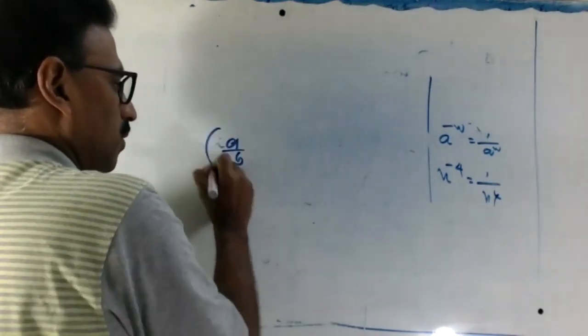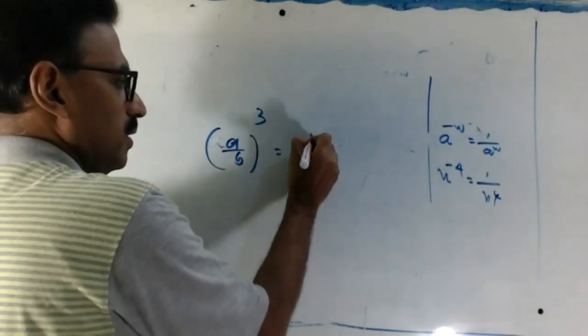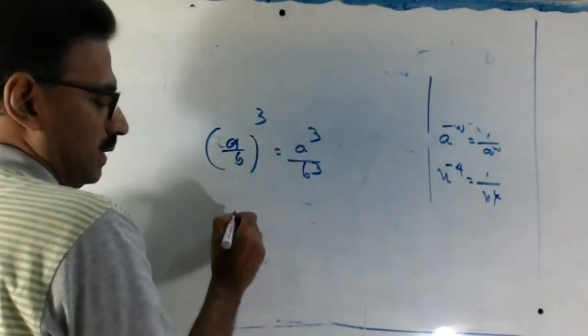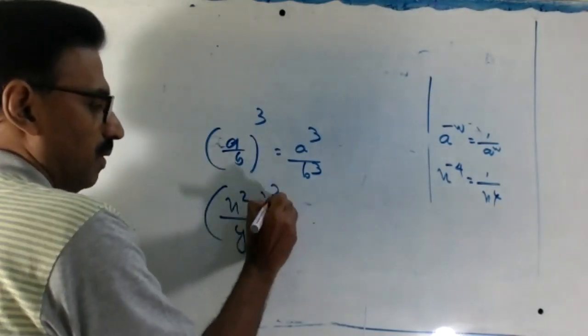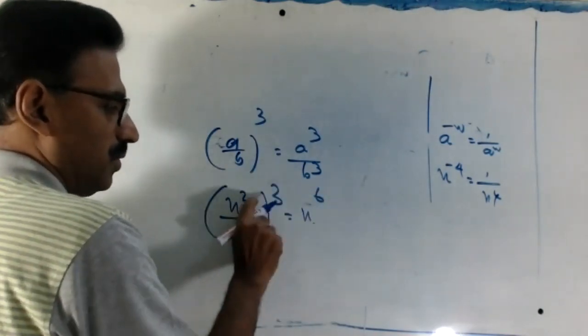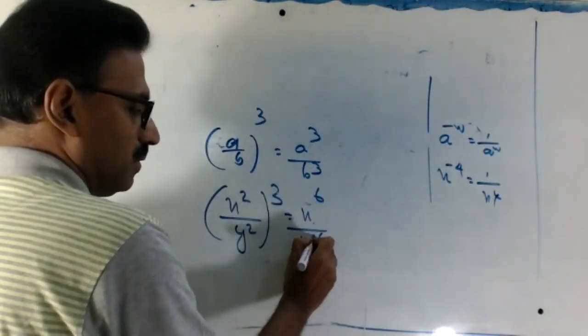Then another case. (a by b) whole raised to n is a raised to n by b raised to n. Example, (x square divided by y square) whole cube. That is x raised to 6, 2 into 3 is 6, y raised to 6.